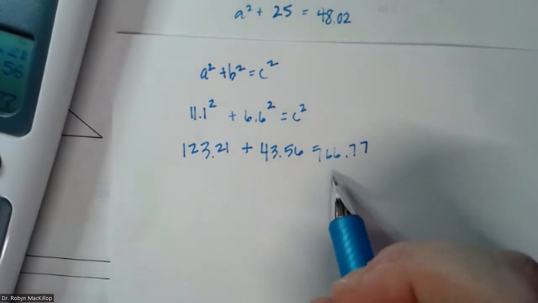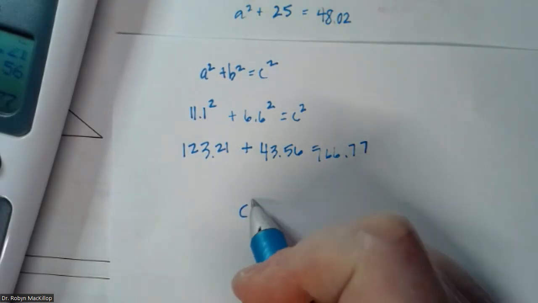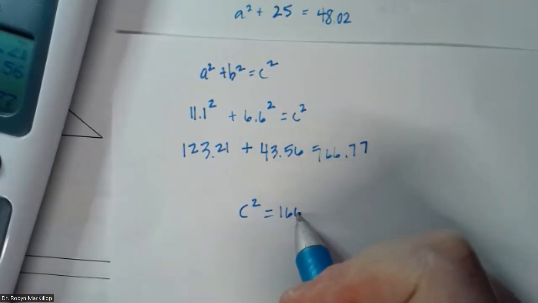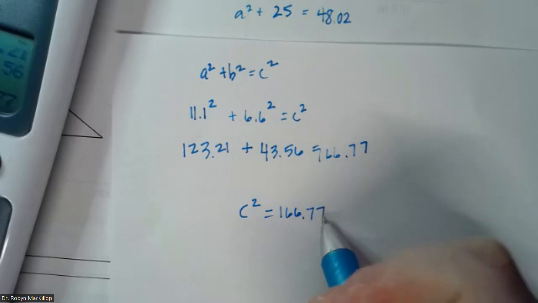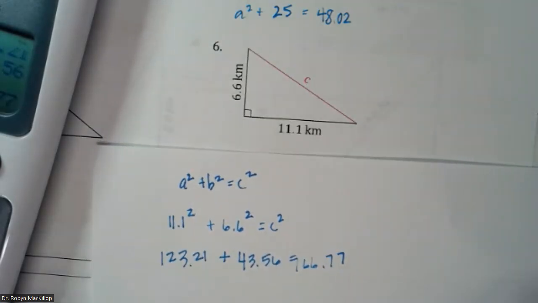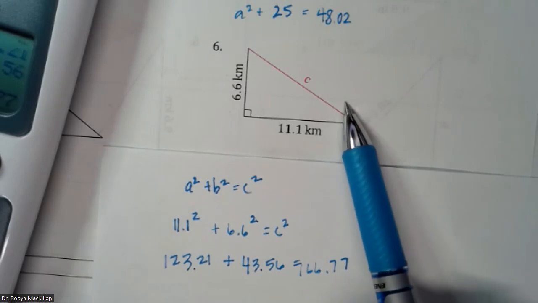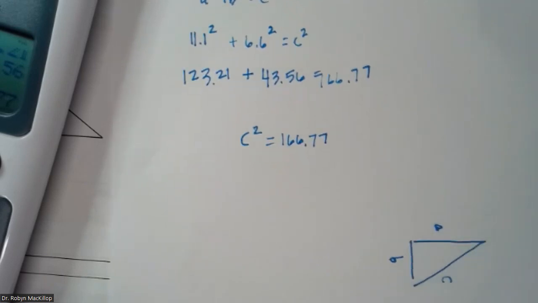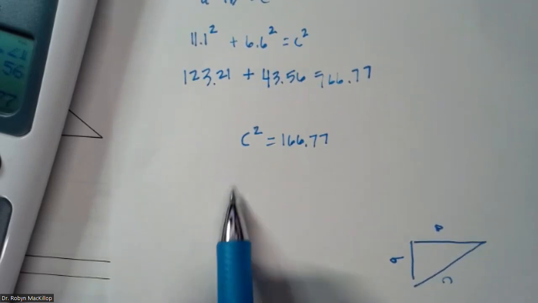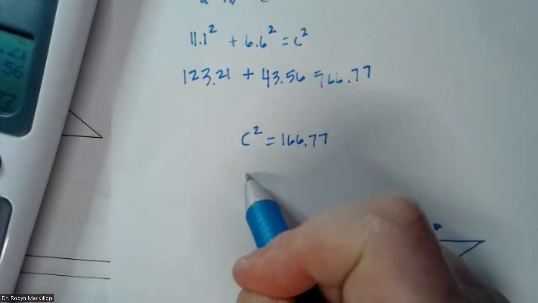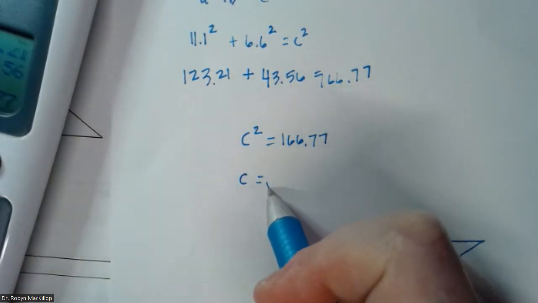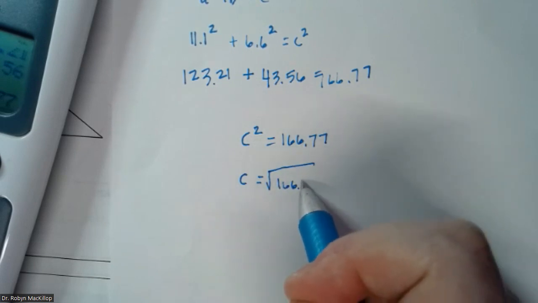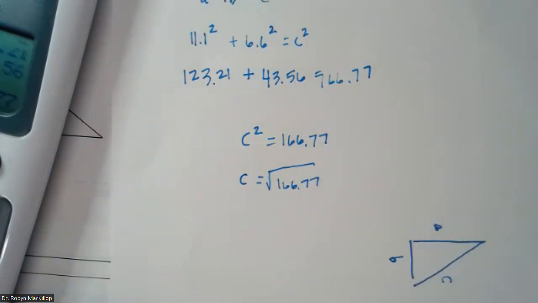So what we're dealing with is we now have c squared equals 166.77. But if we look at the triangle, it does not make sense that this side would be 166, does it? That's our clue that we have one more step. We have to break this down to just C. And we do that by finding the square root of 166.77. And that's super easy to type in.